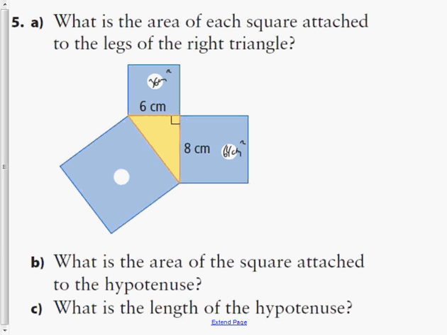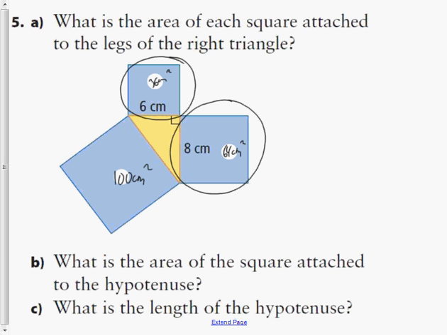And I have no clue what this area is, but I know that the area of these two squares, since they're both legs, the squares attached to the legs of a right triangle, those two areas added together will equal the area of this, which is 100 centimeters squared. And that's the answer to the first part.